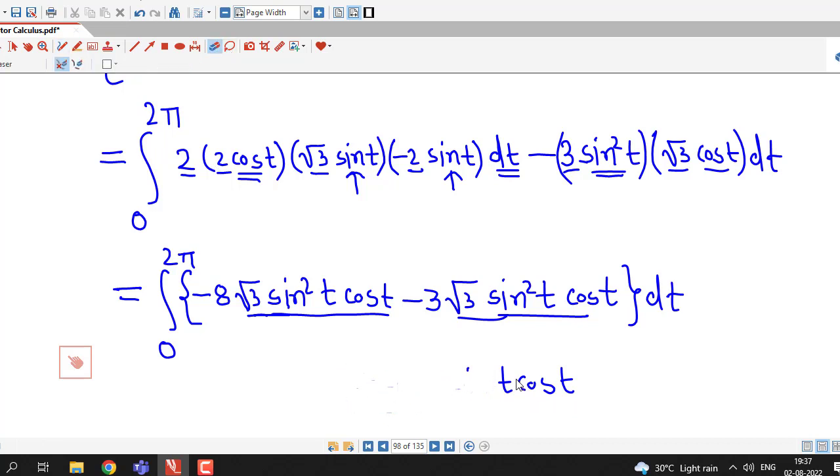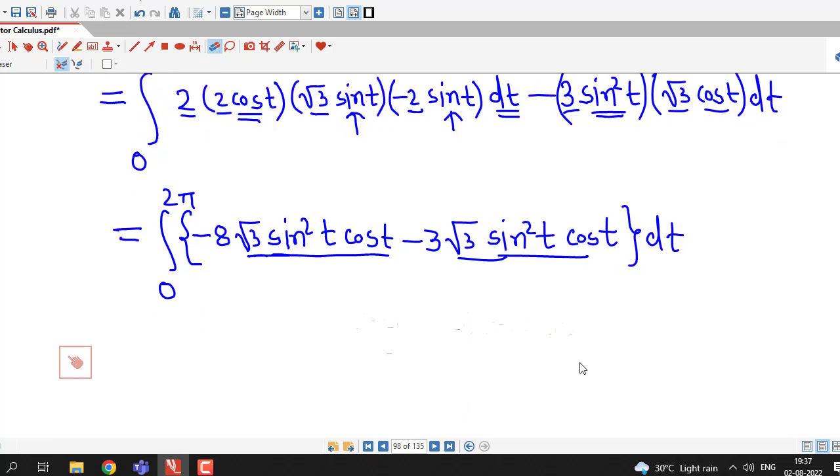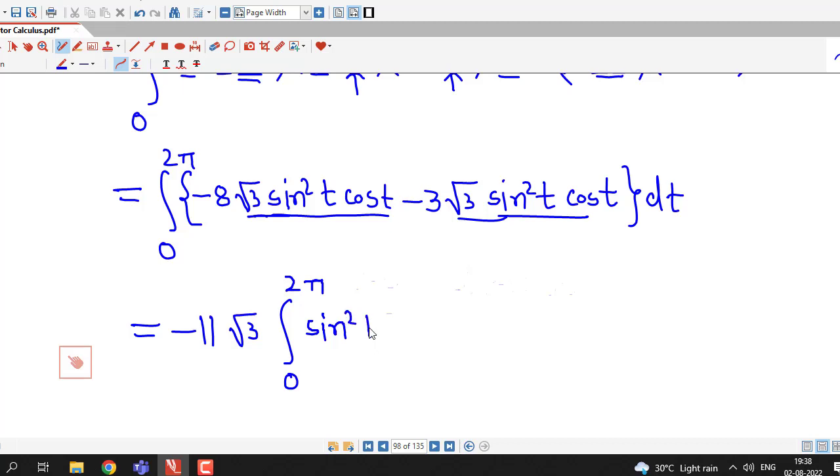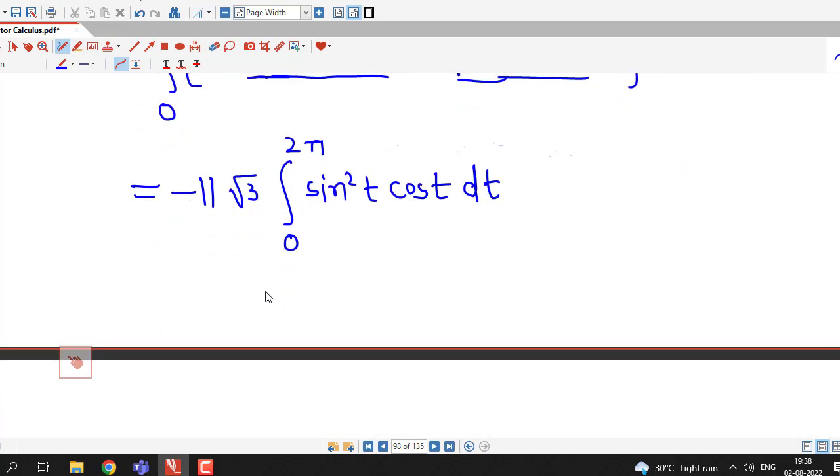So this is easy to understand, and in the next step I am writing that thing, and I will take the constant term minus 11√3 outside the integral: minus 11√3 times the integral from 0 to 2π of sin² t times cos t with respect to t. So minus 8√3 minus 3√3, that is minus 11√3, into the integral of sin² t cos t.